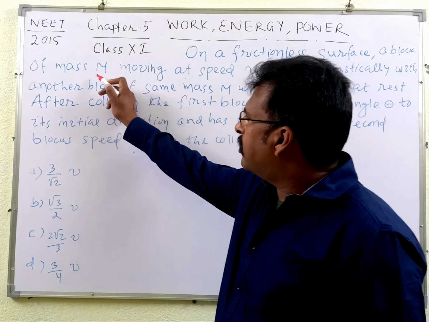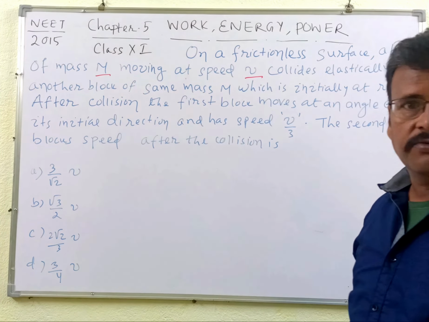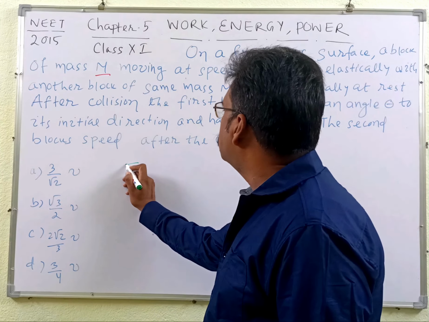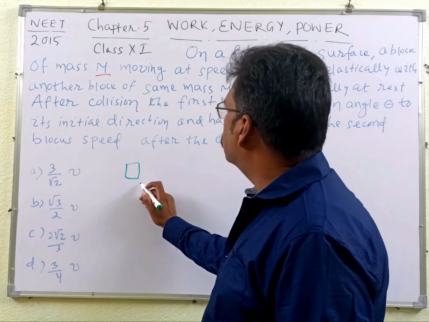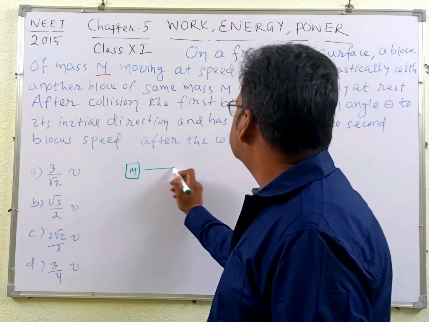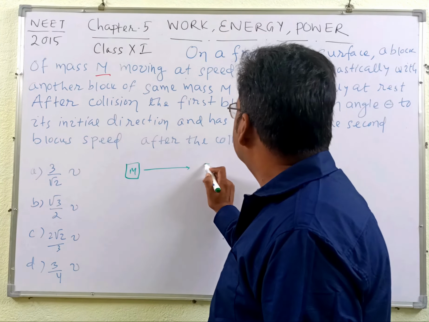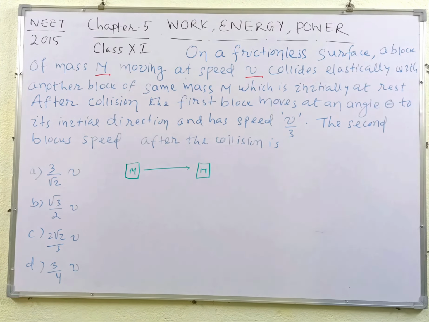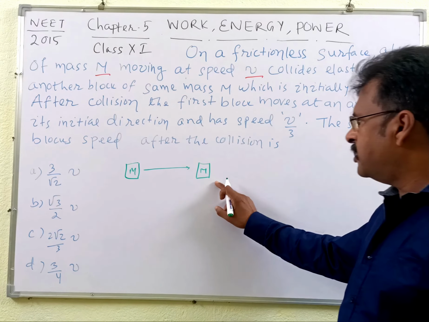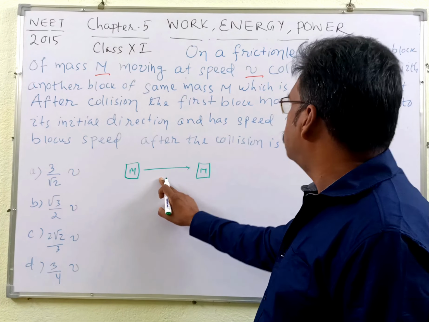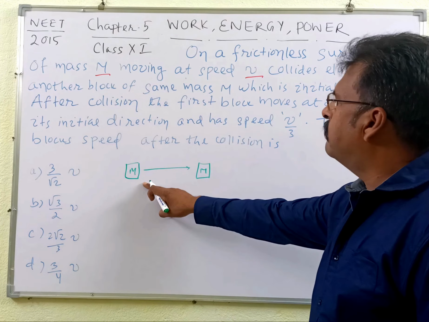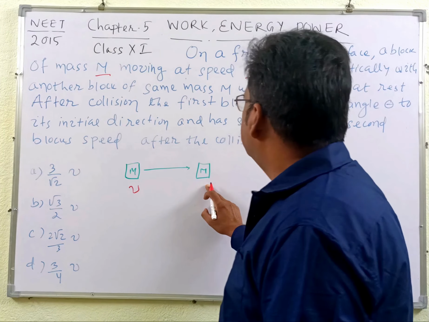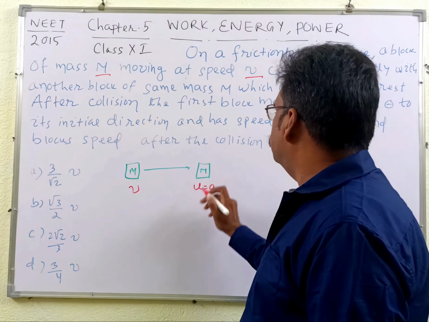The first block has mass m and speed v. Let us draw the situation. Suppose this is the first block of mass m, moving in this direction, and there is another block of mass m here. It collides with it. The initial velocity of the first mass is v, and the initial velocity of the second mass is 0.